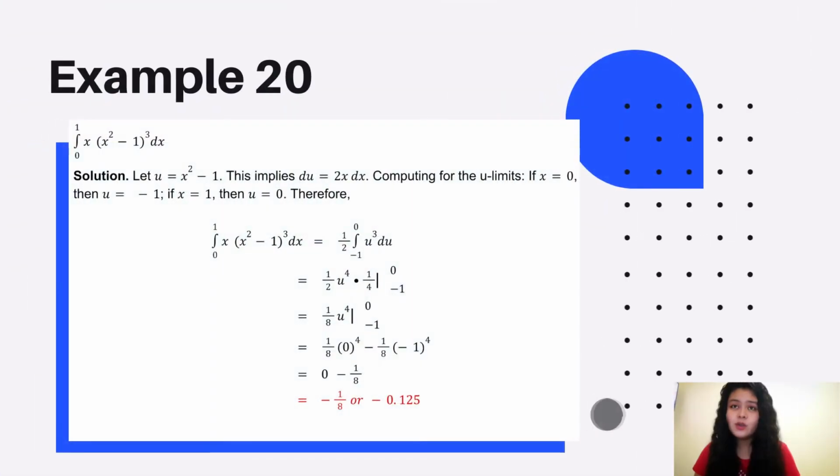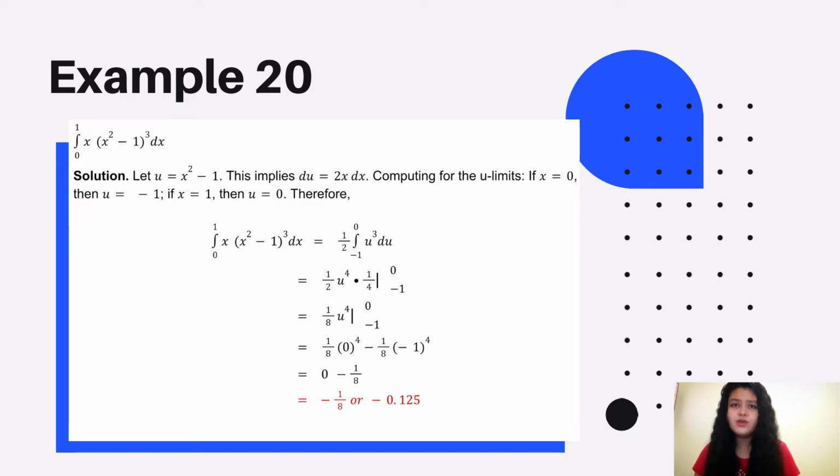Evaluate the definite integral. So, we have here the integral of x times (x squared minus 1) cubed dx from 0 to 1. For this example, we will use method 2 to solve for the definite integral. In the second method, the substitution is applied directly to the definite integral, and the limits or bounds of integration are also changed according to the substitution applied. So, how is this done?